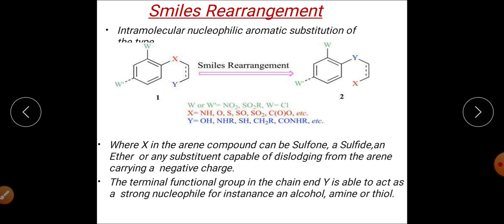Now when we talk about this W and W prime, we can see that this is the stabilizing group, means that it will have electron withdrawing capacity, right? So it can be NO2, it can be SO2R. So this group should be the activating group. This group should be electron withdrawing in its nature.